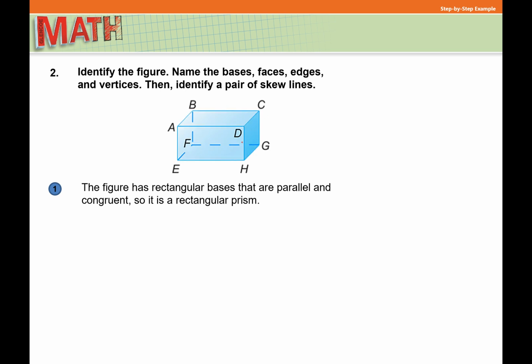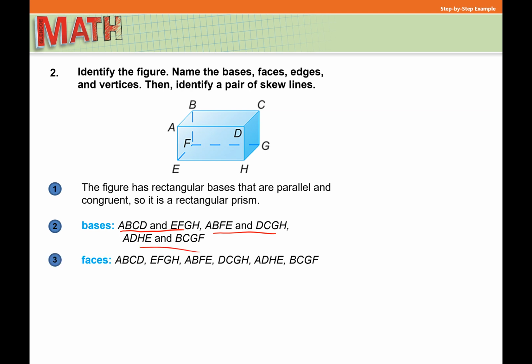Or you might say A, E, H, D, and B, F, G, C are my bases. Or maybe you would even say D, C, G, H, and A, B, F, E are my bases. Either way, it is safe to call this a rectangular prism. However, you need to name all the options. Okay, so match up those bases, show me that you know which faces are parallel and congruent, put them into pairs like they do here, and then name it from there. So it's a rectangular prism.